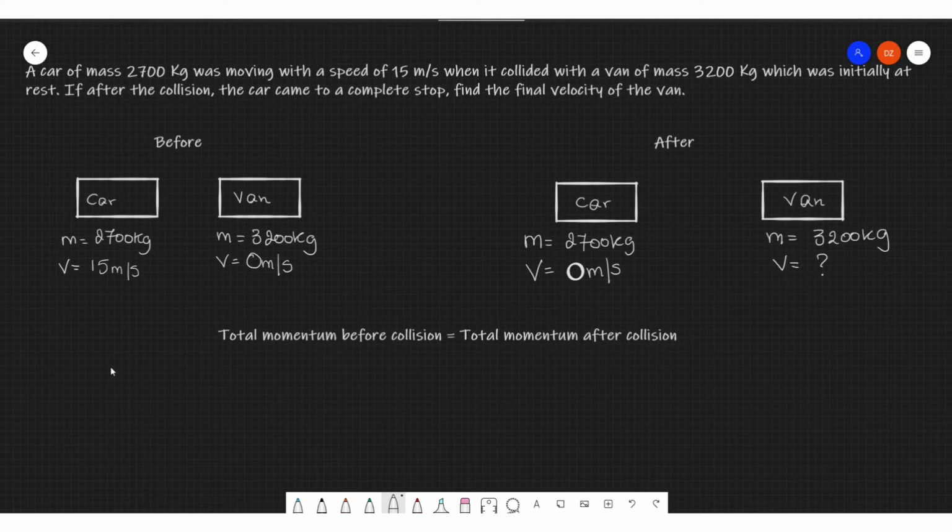Now, as mentioned before, you have to ask yourself, how many objects do I have before collision? In this case, you have two. So you're going to do two brackets with the momentum equation inside. One belongs to the car and one belongs to the van. Same thing, you ask yourself, how many objects do I have after collision? Again, you have two in this case. One of them is going to be for the car and one of them is going to be for the van.